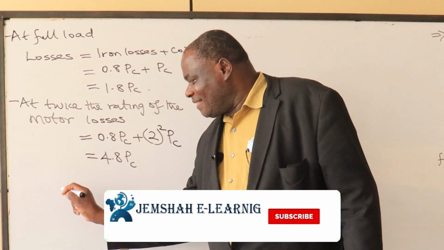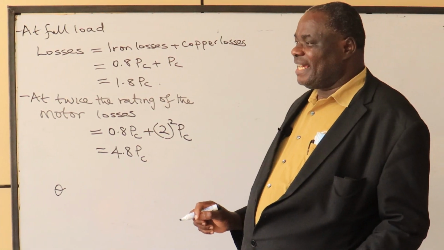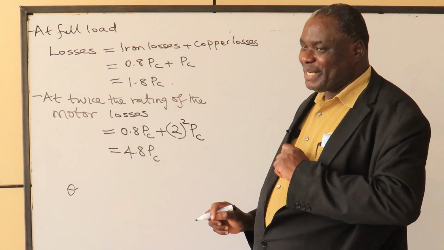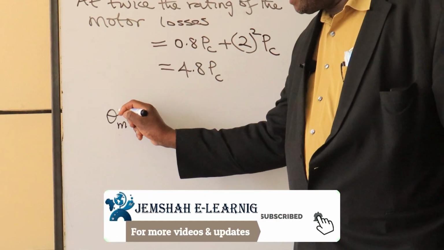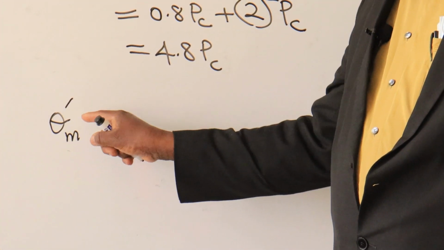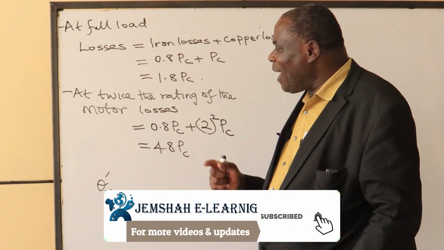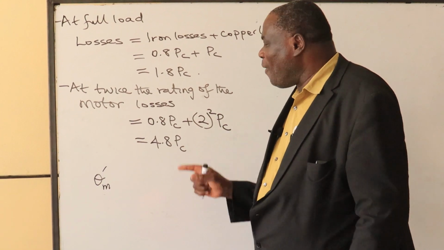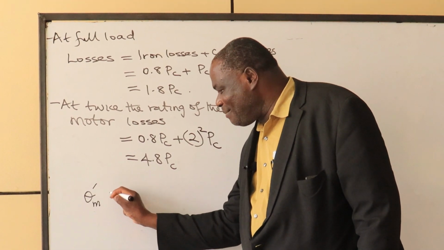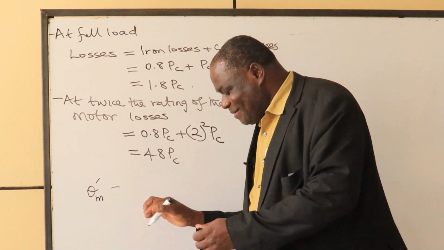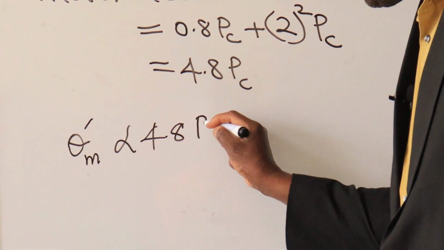But we know theta is proportional to losses. So let's say we want to compare the maximum temperature rises. We put theta m prime to stand in for what would be the maximum temperature rise when our motor is worked continuously on twice the rating of that particular motor. This one will be proportional to 4.8 PC.